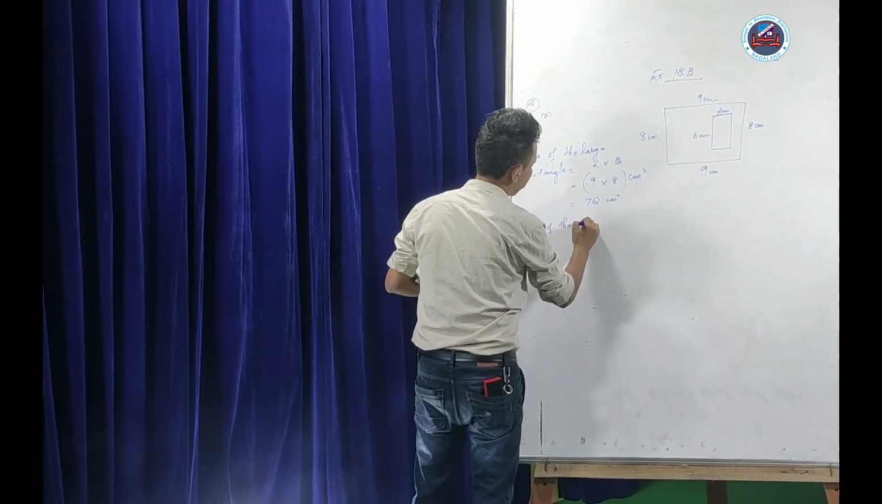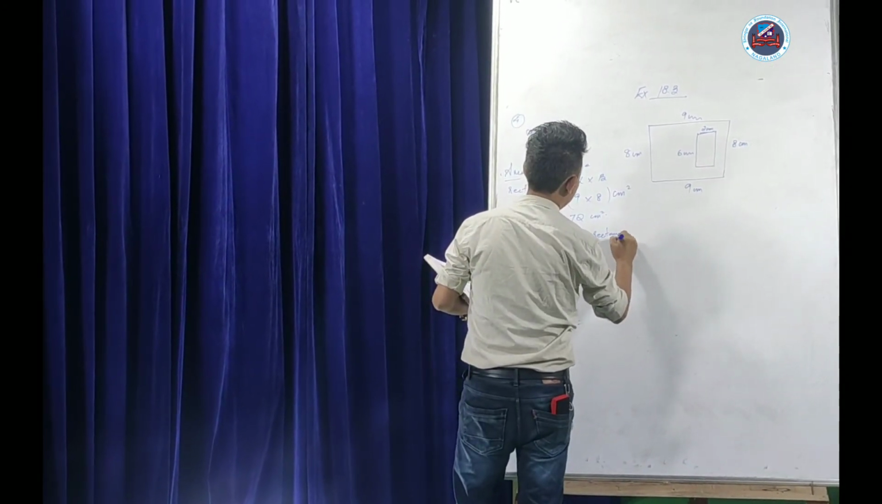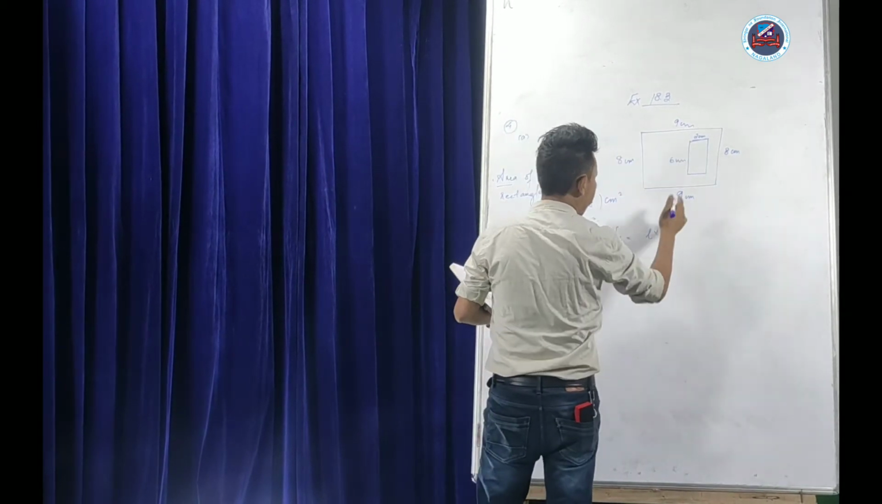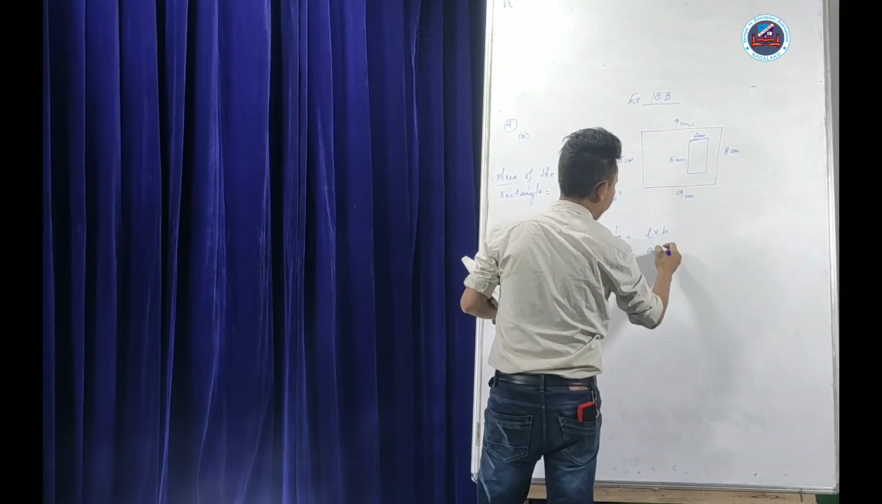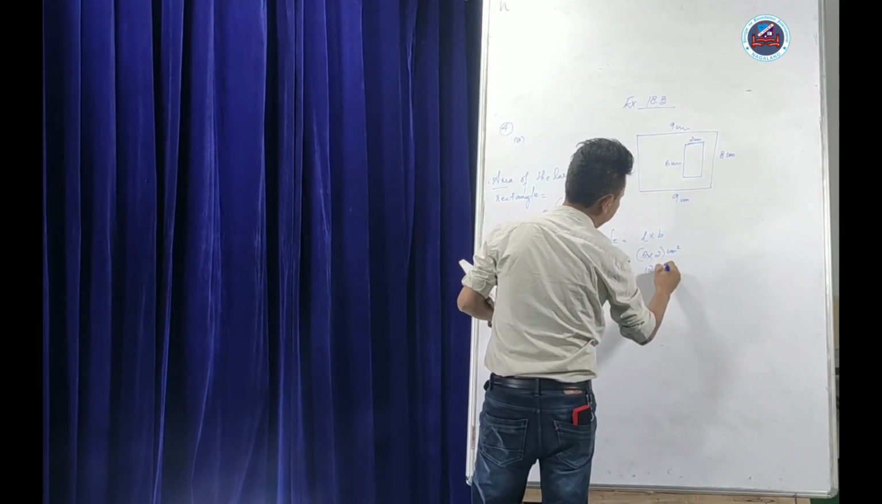Now, area of the small rectangle. That is length into breadth. So length we have here as 6 and breadth we have here as 2. That is 12 centimeters square.